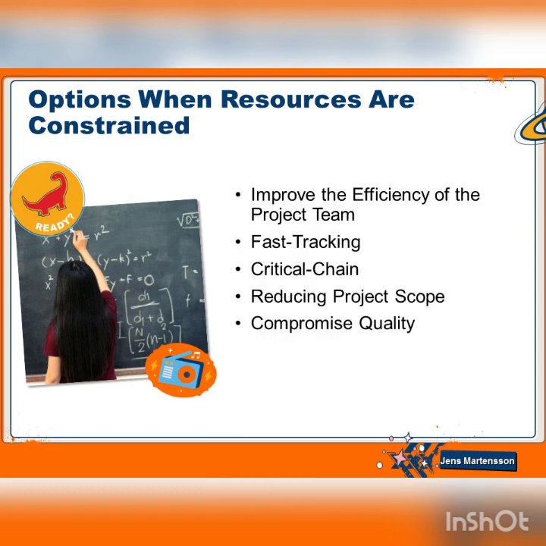Options when resources are constrained: 1. Improve the efficiency of the project team. 2. Best practice. 3. Critical change. 4. Reducing project scope. 5. Compromise quality.